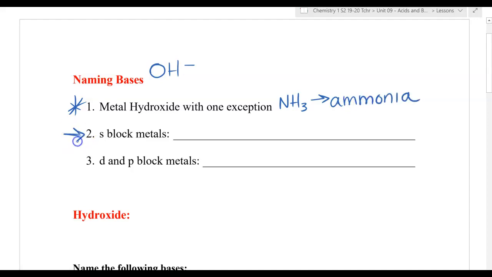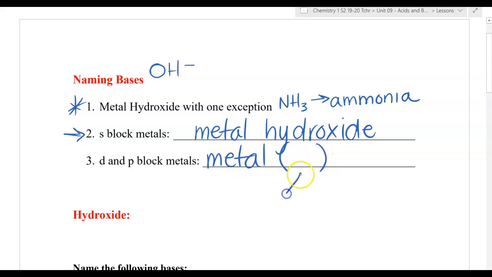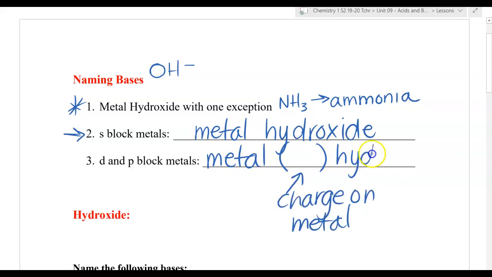When you're dealing with the S block metals, you just put the name of the metal. So you name the metal and then you say hydroxide. If you have a D or P block metal, you put the name of the metal, and in parentheses you put the charge on the metal, and then write hydroxide.